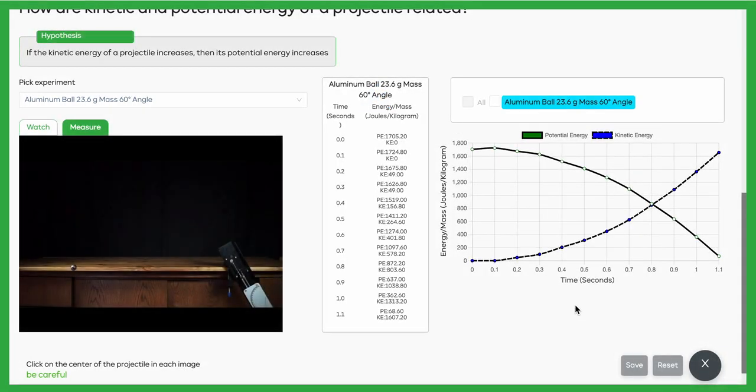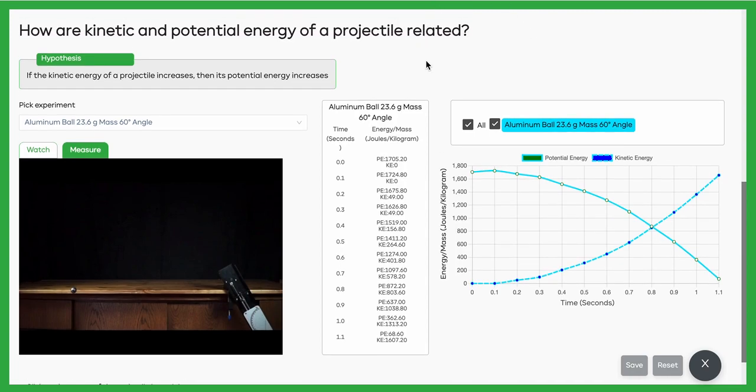At that point, we can save this, and there's the aluminum ball and its energy composition throughout its path. Go ahead and do this for all the different options and learn how kinetic and potential energy are related in a projectile in this Smart Science lab.